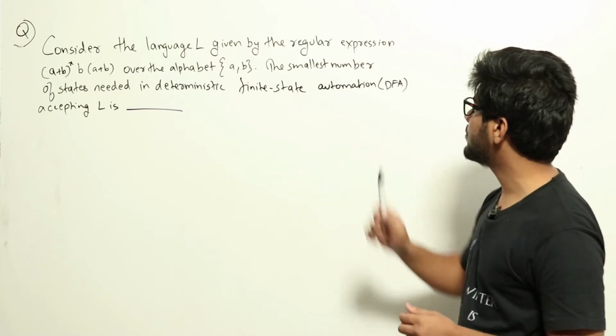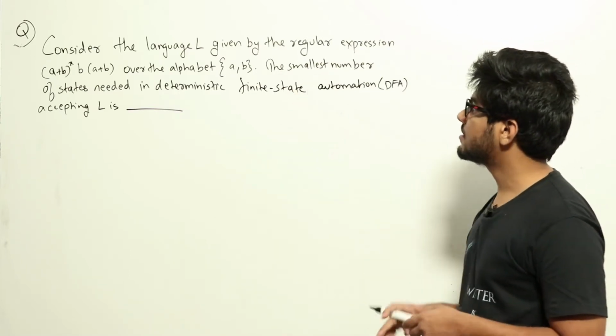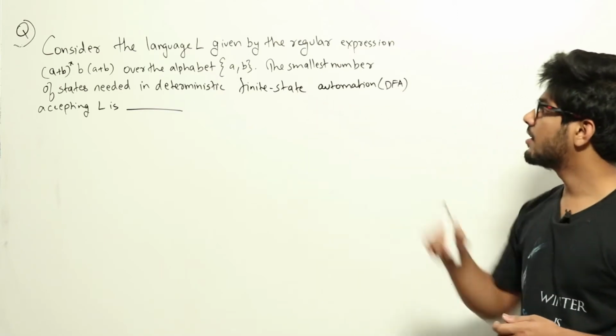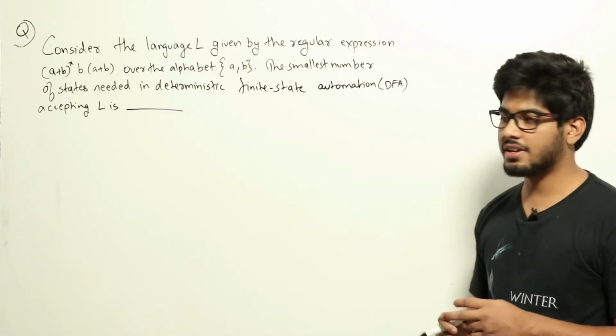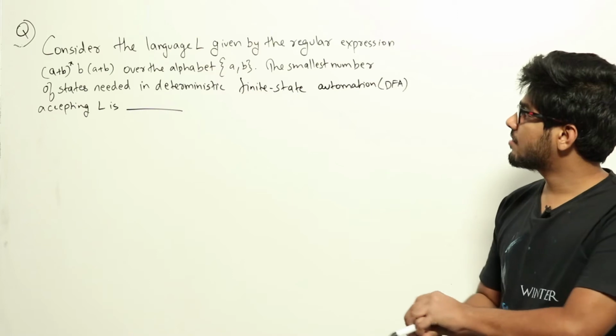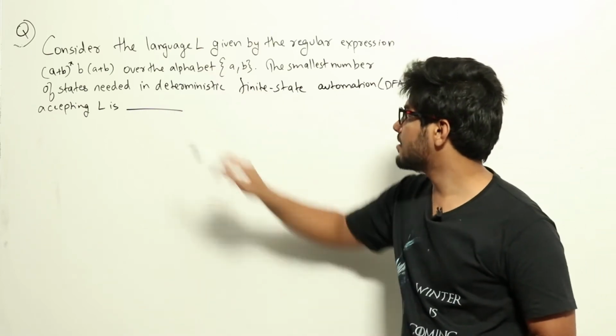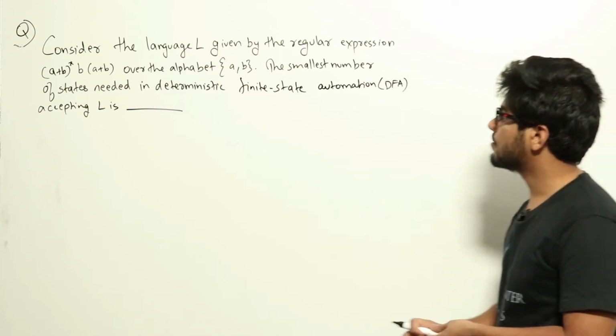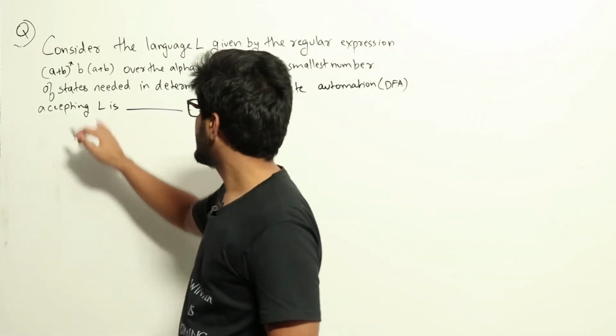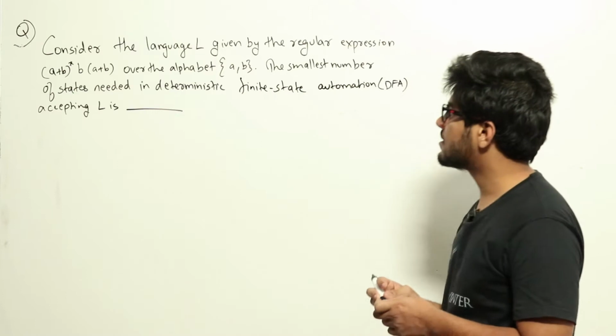We need to find the minimal DFA accepting this language, and we need to write the number of states in the minimal DFA. Now the minimal DFA for a regular language will be unique, so this answer will be a unique one. So we can try to solve this now. First I will draw the NFA for this language.